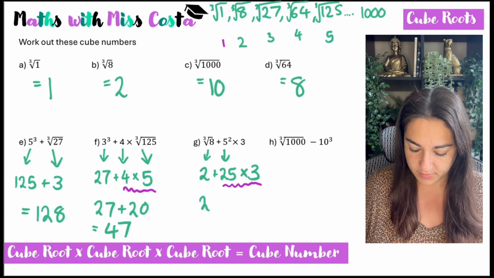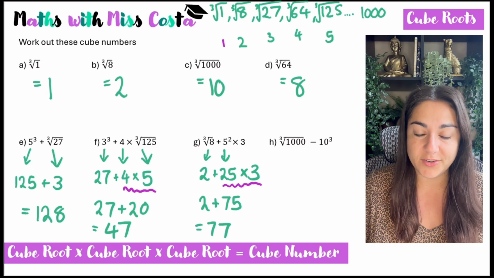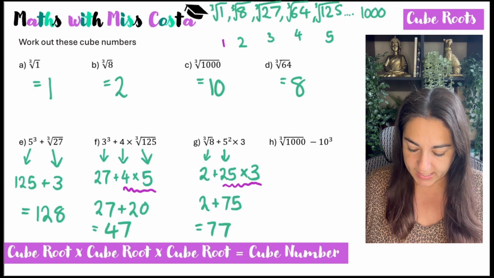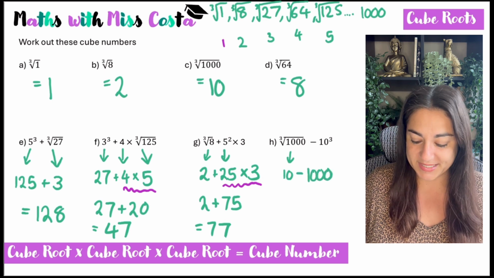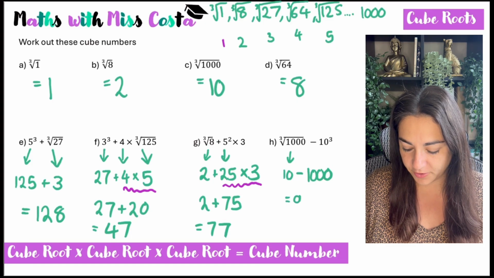So that would become 25 times 3 is 75, and 2 plus 75 is 77. If you do need to do additional workings out here, that's absolutely fine. You can just do them to the side. Then we've got the cubed root of 1,000, which is 10. Take away 10 cubed, which is 1,000. So 10 take away 1,000 is going to be 990.